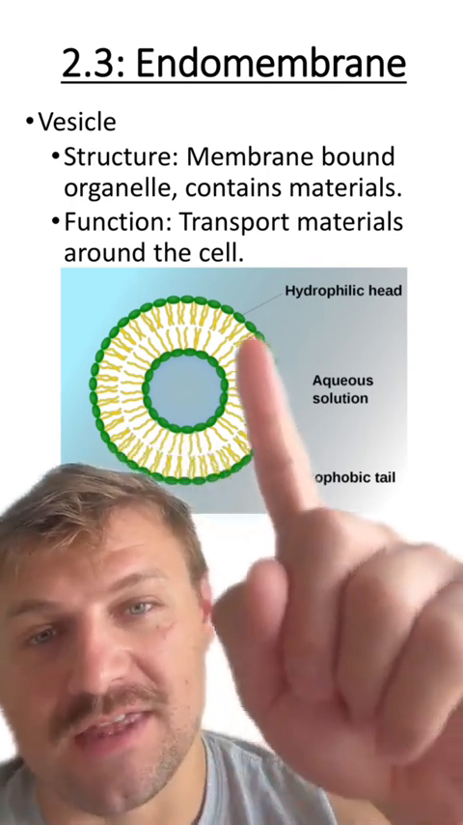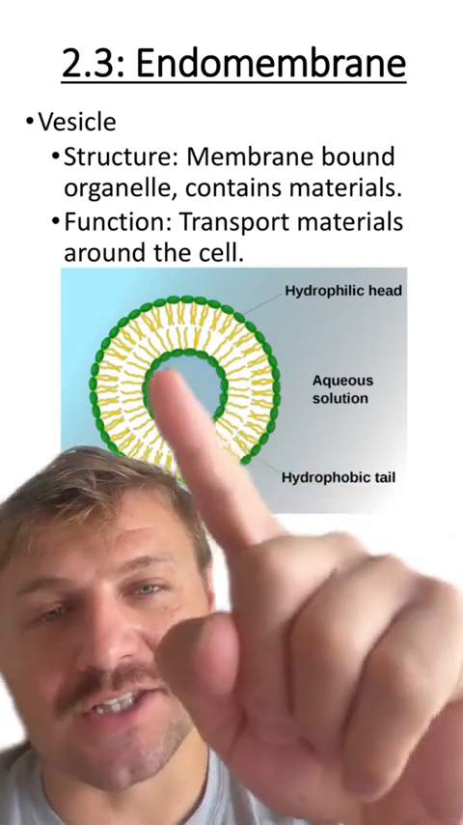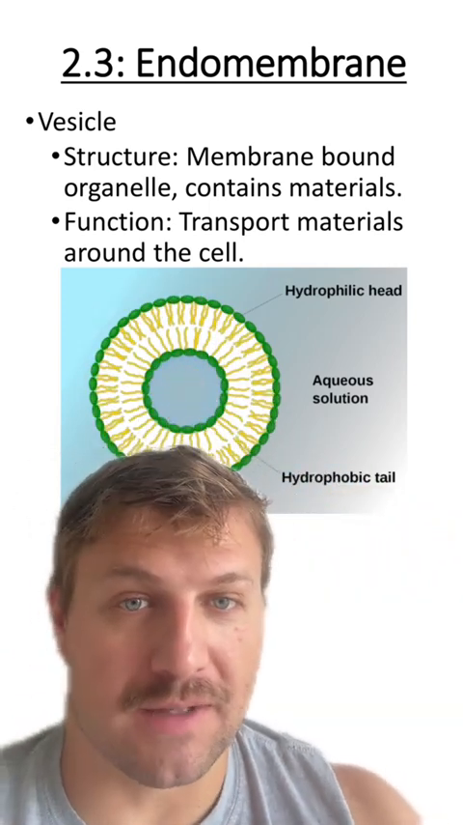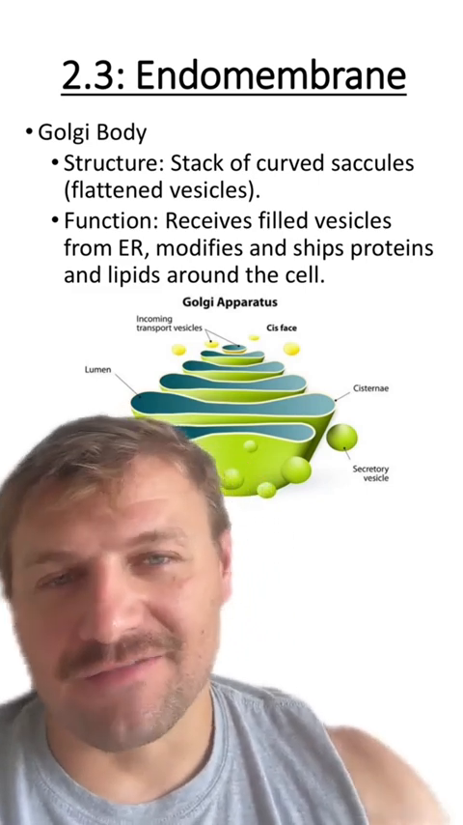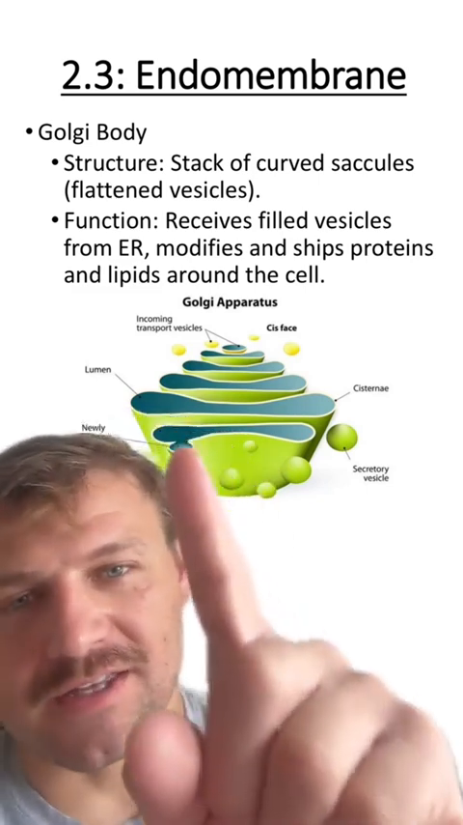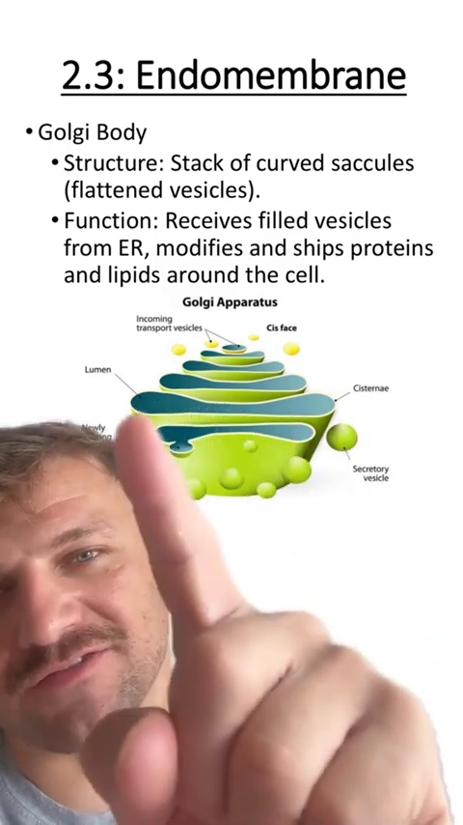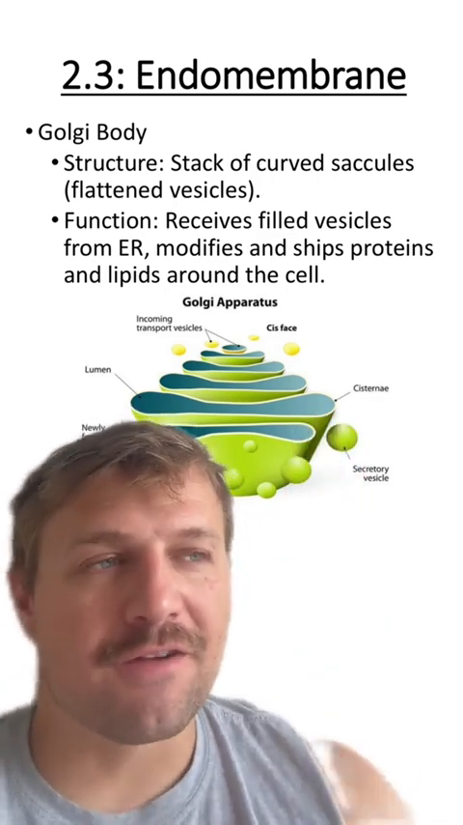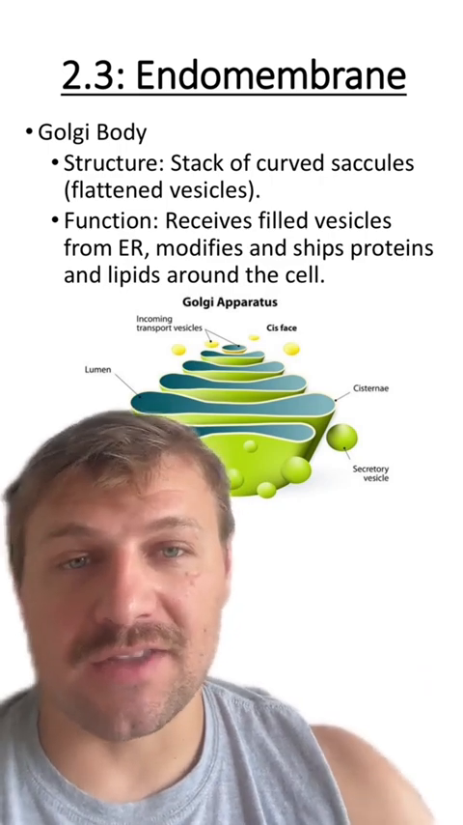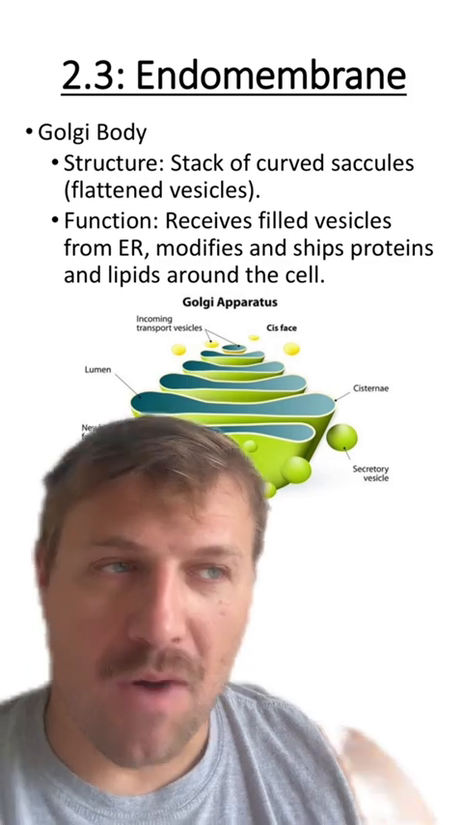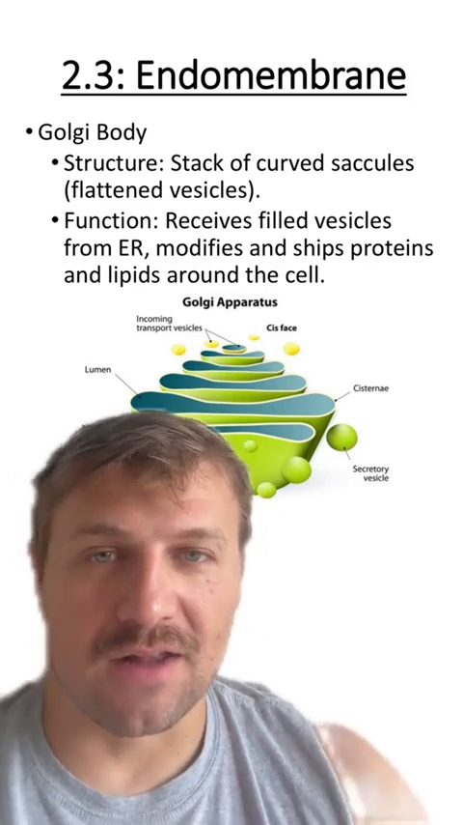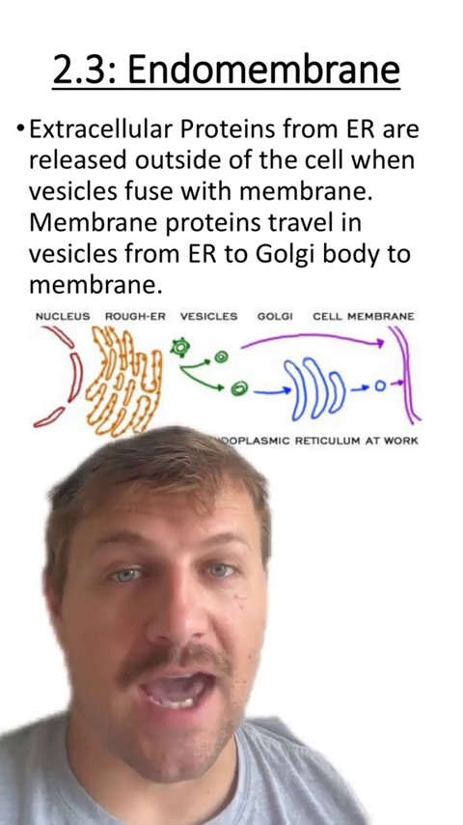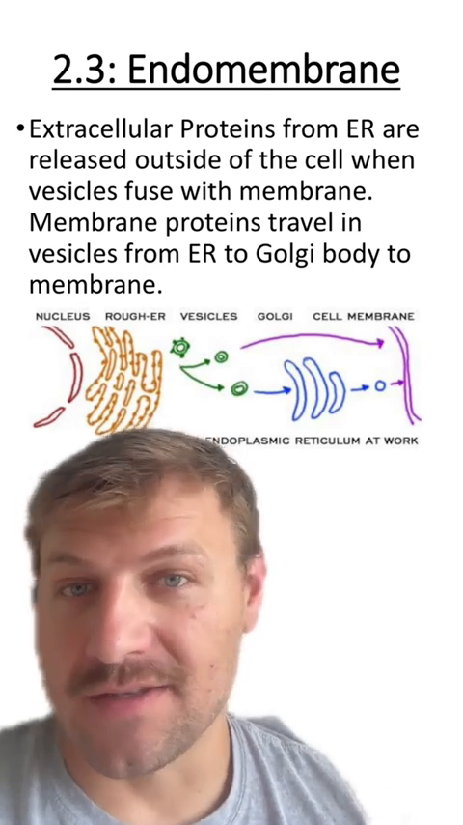So again, you can see that this organelle has its own membrane, and its contents here are going to be transported from the smooth ER to the Golgi body. The Golgi body is a stack of flattened vesicles known as saccules. You can see that these are the membrane-bound, kind of just flattened vesicles that are going to make up the Golgi body or Golgi apparatus. And their function is going to be to receive these filled vesicles from the ER, modify them, and ship them around the cell. Whenever I refer to extracellular proteins, I'm talking about proteins that are going to be pushed out of the cell. Extra meaning outside, then cell, obviously the cell.